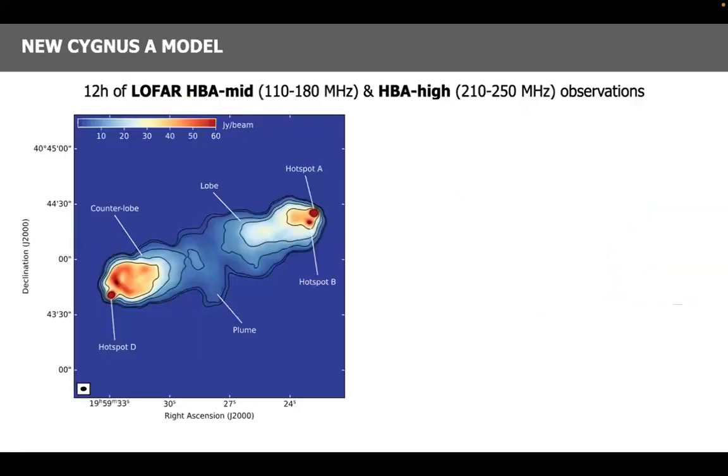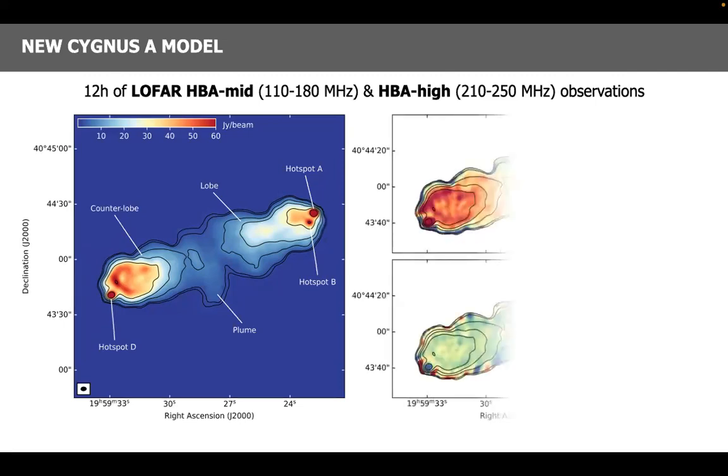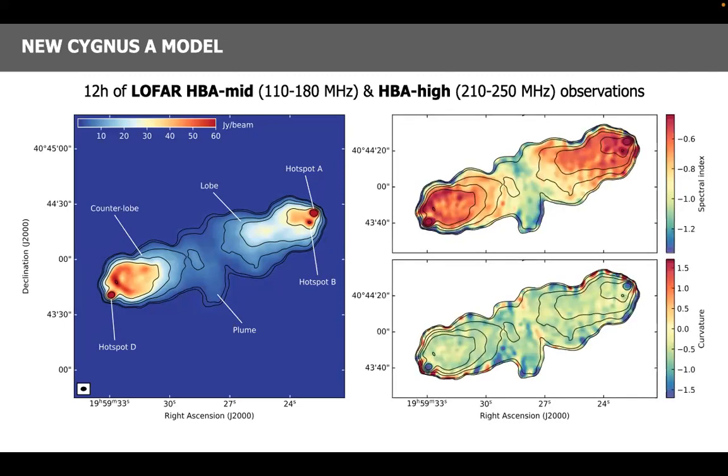But let's go back to Cygnus A. This is the new model. This is the new image of Cygnus A obtained with LOFAR-HBA mid and high data, between 110 and 250 megahertz. And this is the spectral index map on the top and the curvature map on the bottom. It's quite noisy, but what I want you to focus on are the hotspots. Now in this spectral index map, we see that the hotspots have the spectral index values that they should have from the McKean et al. 2014 paper. And also the curvature is negative.